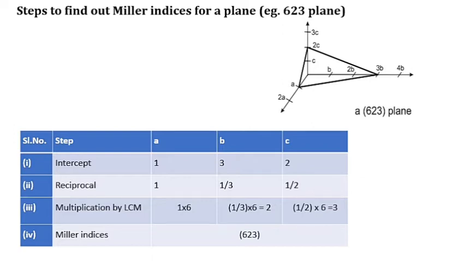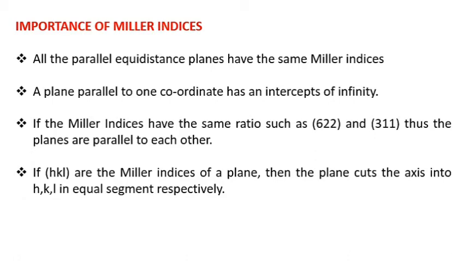Okay. Next, what is the importance of Miller indices? All the parallel equidistant planes have the same Miller indices. This is the first point. Second point, a plane parallel to one coordinate axis has an intercept of infinity.